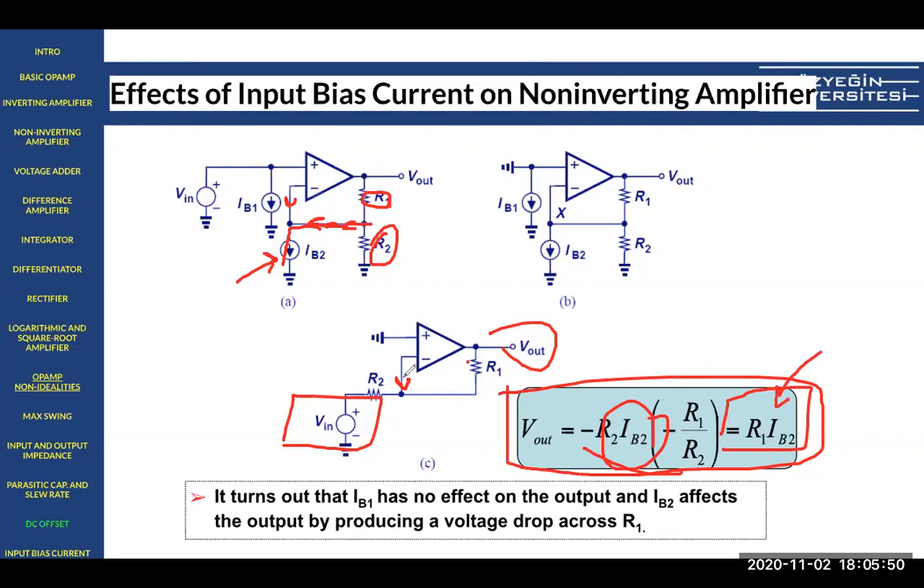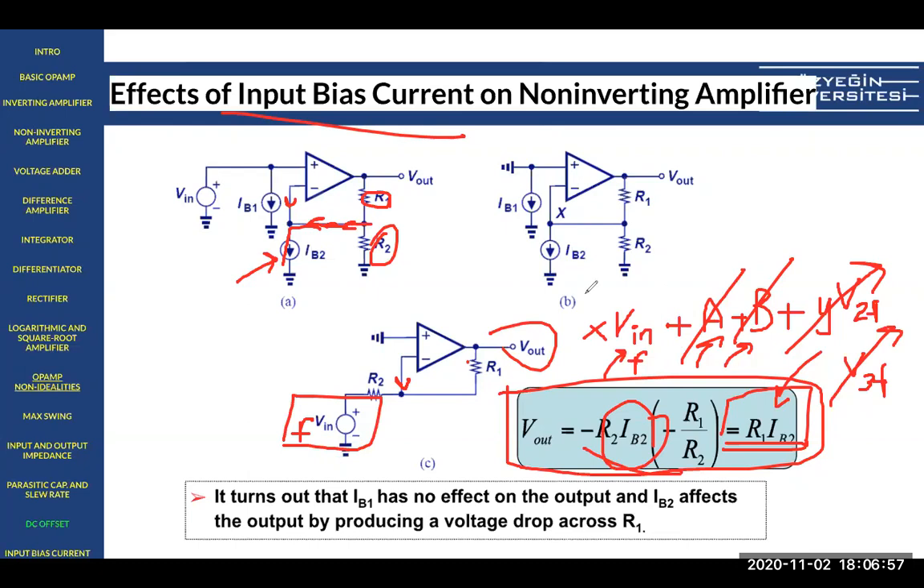So if you have an amplifier, you want to see something like X times Vin, right? Make it linear. But if you have some other terms, X times Vin plus A plus B, like constant voltages, we call these offset voltages. We want to design a system that is a linear function of the input.